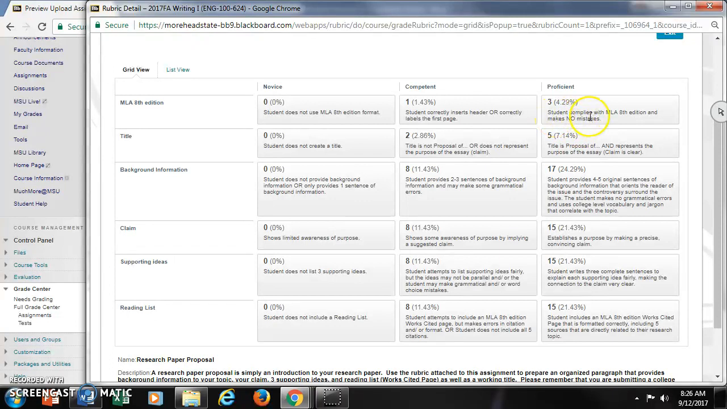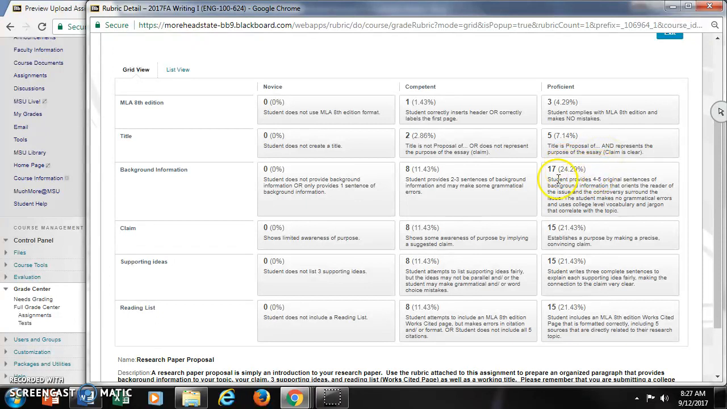Format. Student complies with MLA 8th edition and makes no mistakes. Title. Title is proposal of and represents the purpose of the essay.